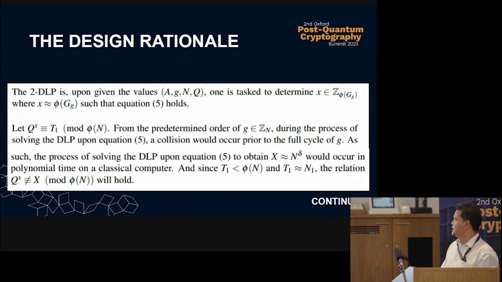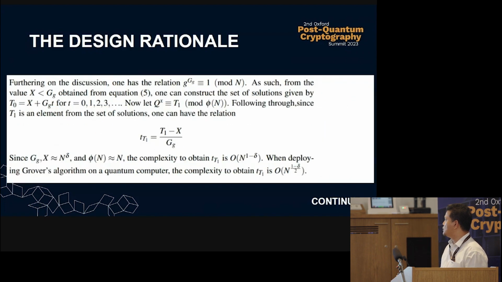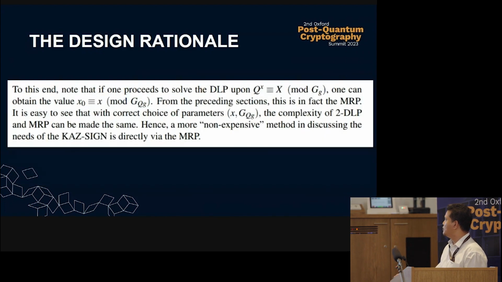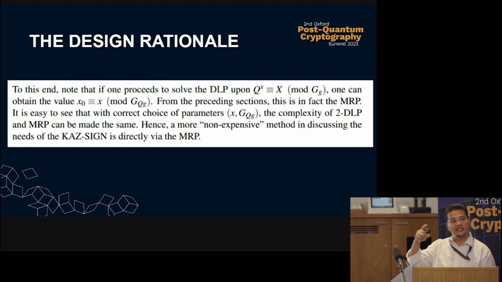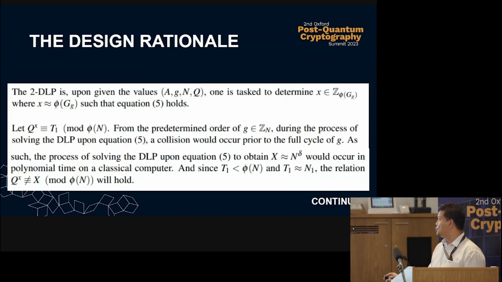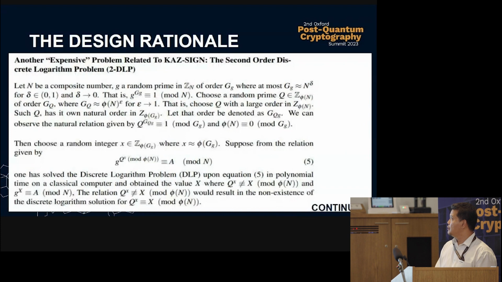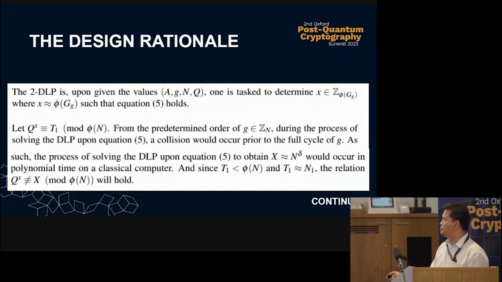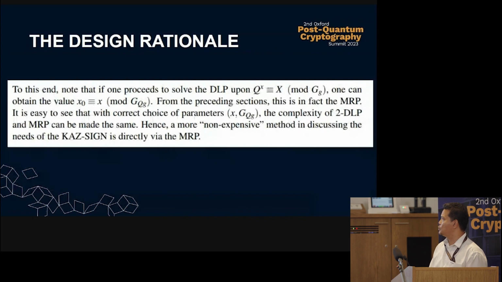The complexity of such procedures is the same as solving the modular reduction upon X on the order of Q in the order of G in N. So basically, if you try to use this as the underlying hard problem for the design, it's expensive. So you don't need to actually discuss this in detail because it falls back to just this relation X naught congruent X modulo GQG.